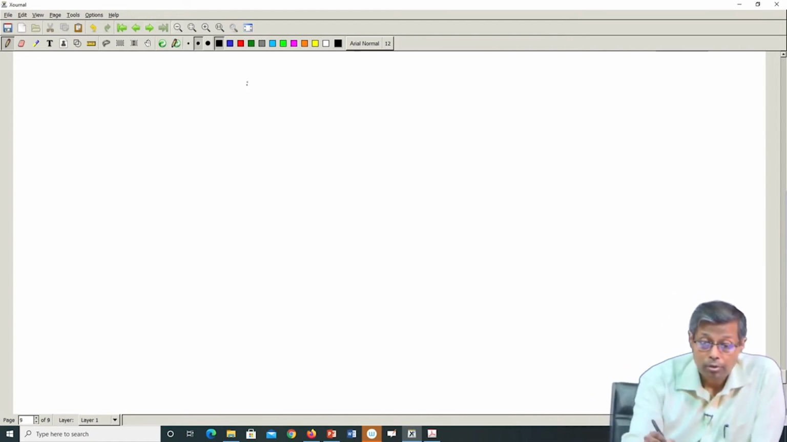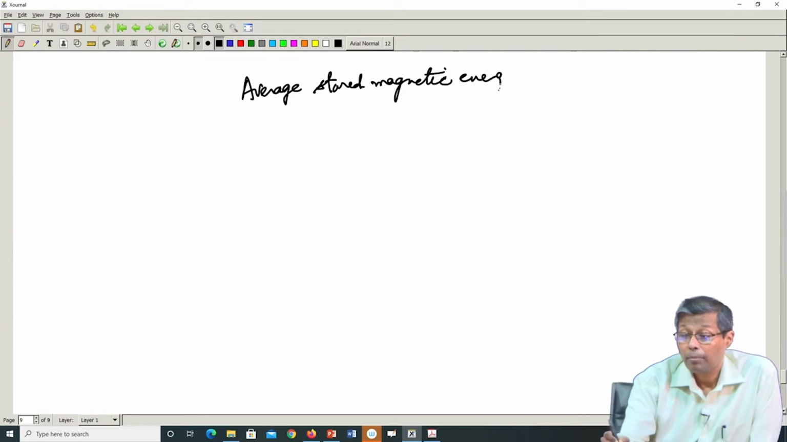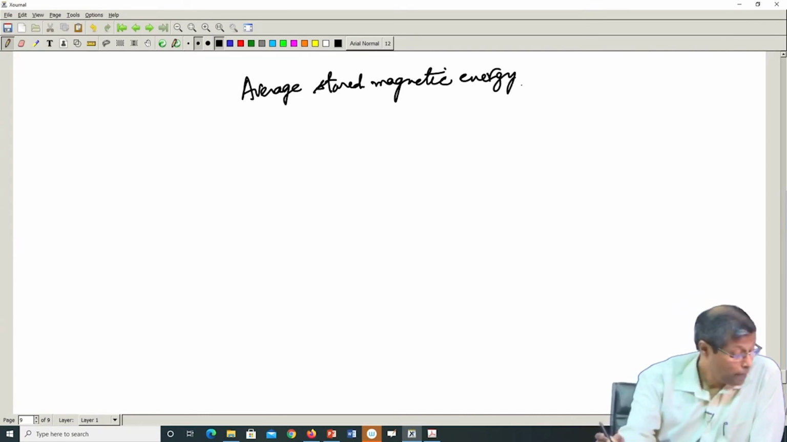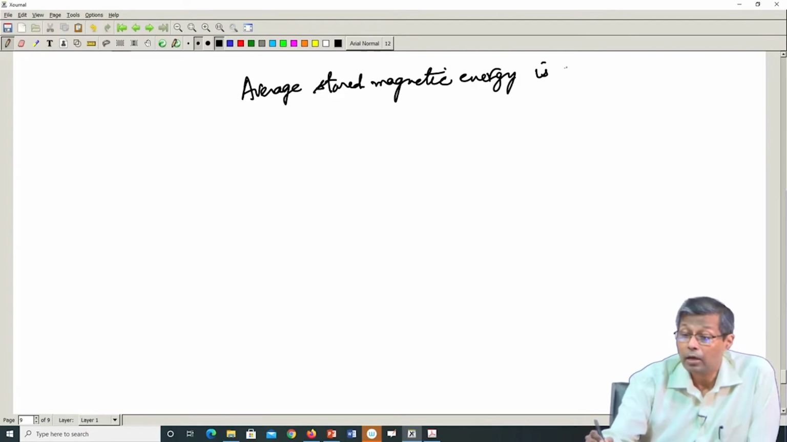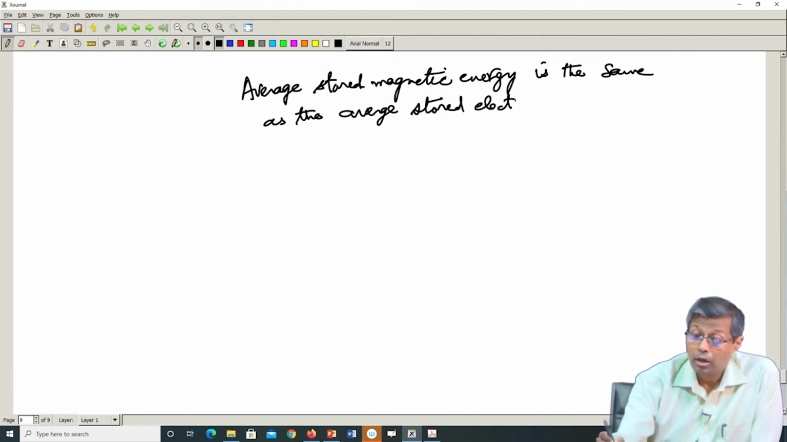Please verify that the average stored magnetic energy is the same as the average stored electric energy.